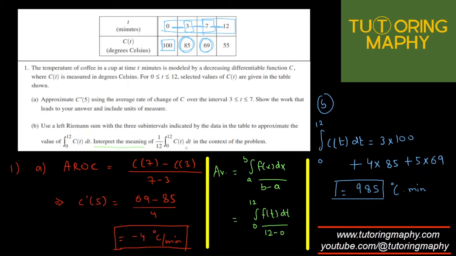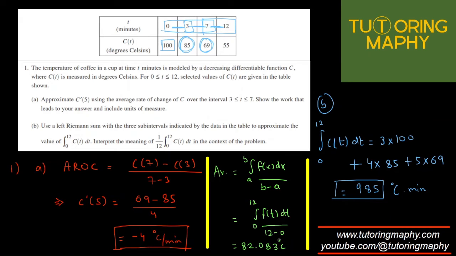So if they're asking us to interpret the meaning of 1/12 of this, let's first divide 985 by 12. 985 over 12, guys, comes out as 82.083. So 82.083 degrees Celsius, and this will just be degrees Celsius.